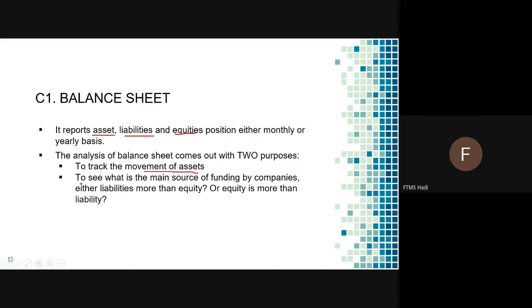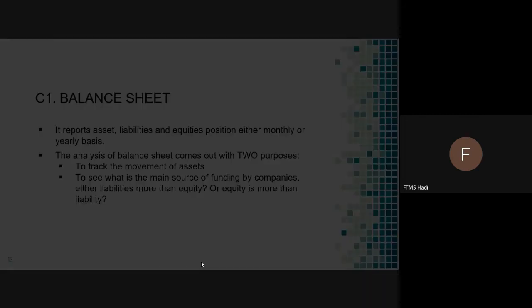And then the second one, to see what is the main source of funding by companies, either liabilities more than equity or equity more than liability. Because there is some implication, later on we will talk about that.